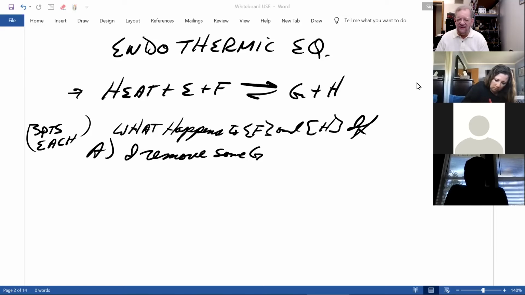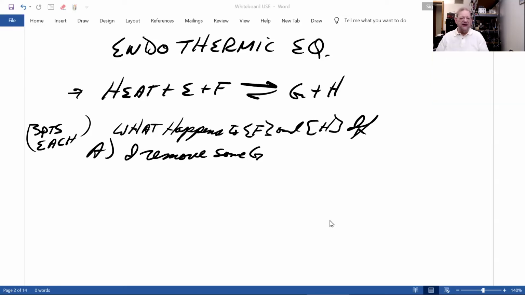Let's get to work. All right, at equilibrium, there was a certain amount of heat, and a certain amount of E, F, G, and H. If I remove some G, the equilibrium says, oh no, we don't have enough G. We've got to replace it, so we'll be happy at equilibrium. And therefore, how do we make more G? We react heat, E, and F, and that makes more G.